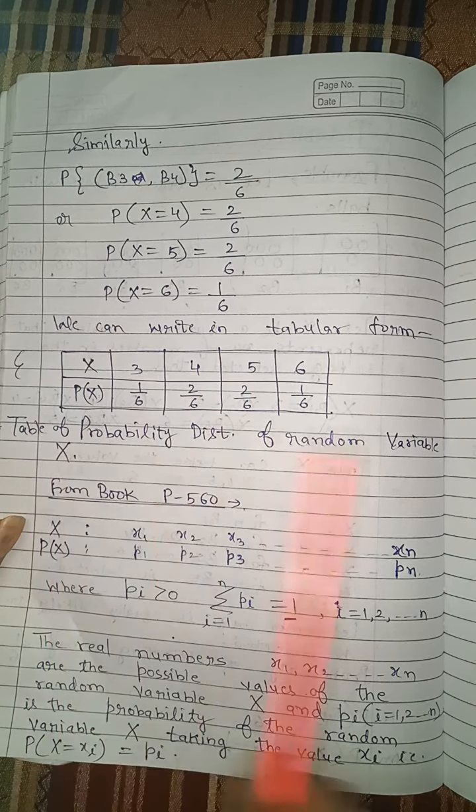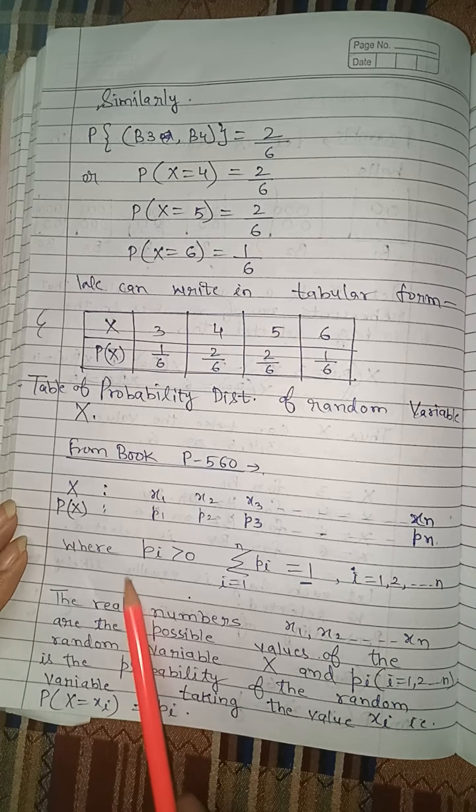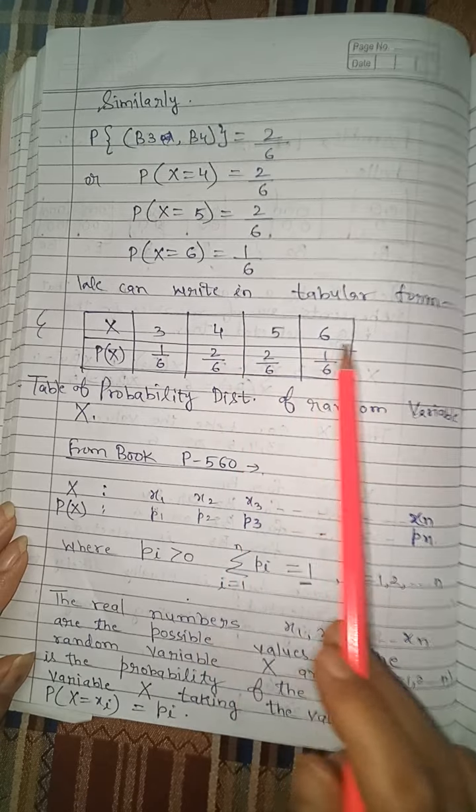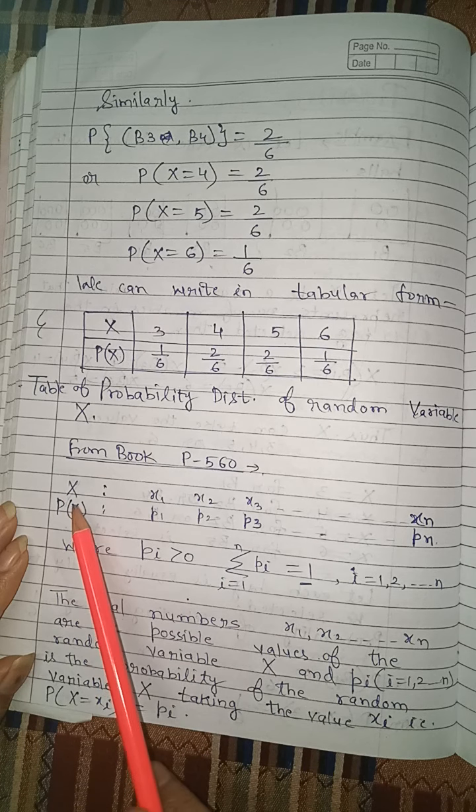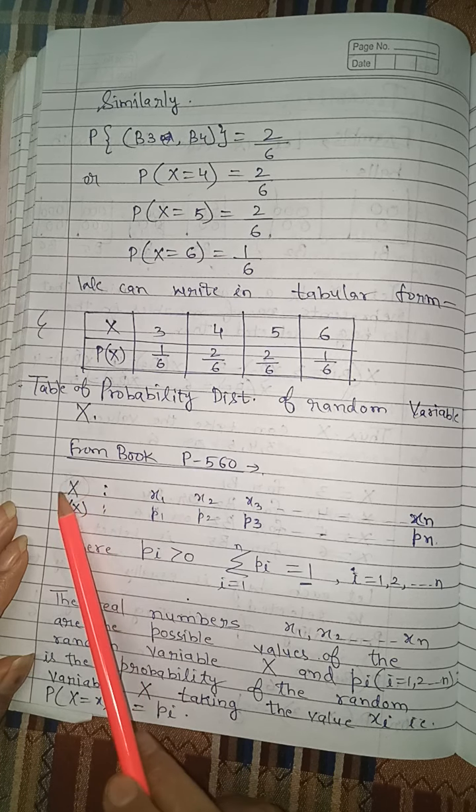Now this is given in your book, page number 560 in the NCERT book. There is a definition of the probability distribution. Here we have taken only 4 things, but we assume how we will write it in general. The random variable is given as x1, x2, x3 till xn, and its probability distribution is p1, p2, p3 till pn. The conditions that apply: pi should be greater than 0, meaning the probability of each value should always be positive, and the sum of all the probabilities should be equal to 1.